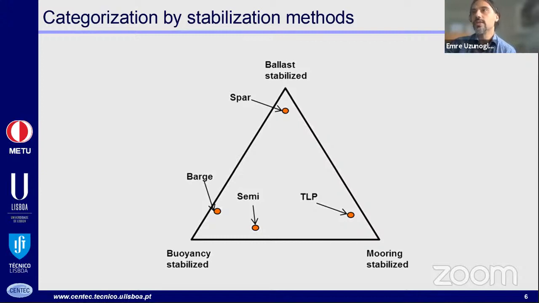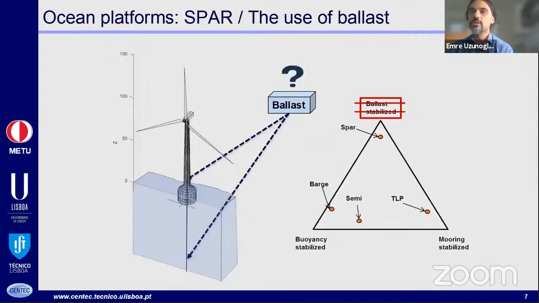Let's take a look at every single one of these options. So imagine that you have this structure on the left that you see in the picture, and you want to stabilize it using ballast. So you're going to add some weight to make this turbine stable. Where would you add it?